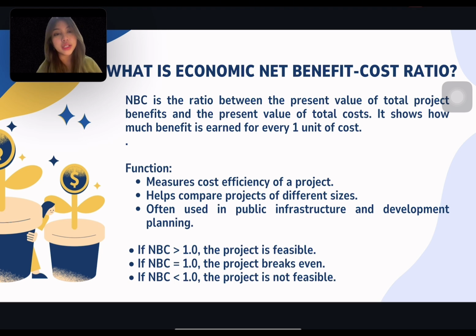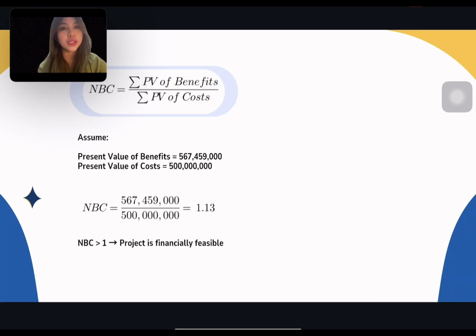If the NBC is more than 1, the project is feasible. If the NBC is equal to 1, the project breaks even. If the NBC is less than 1, the project is not feasible. So this is the formula of the NBC.